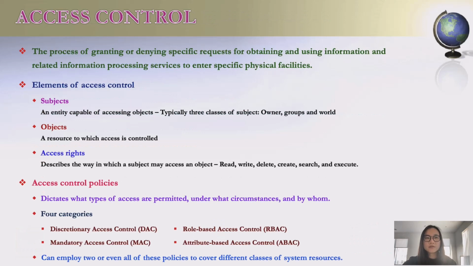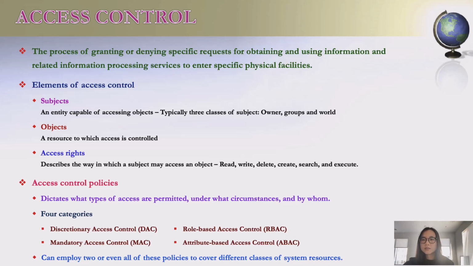For the last part of this lecture, we're going to introduce access control. Access control refers to the process of granting or denying specific requests for obtaining or using information and related information processing services. Subject, object, and access right are the basic elements of access control. A subject is an entity that is capable of accessing an object and is typically held accountable for the actions that he or she has initiated.